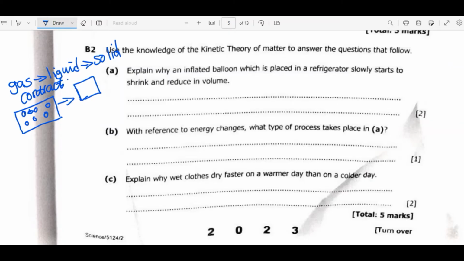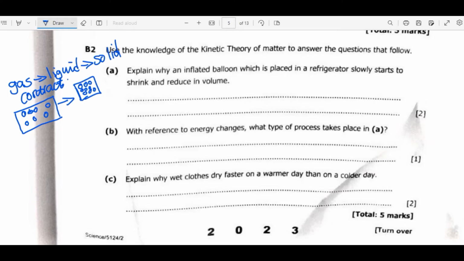Then from there, the particles will start coming closer to each other. Because of that, there will be a change from one state into another state. Now, since the particles are becoming closer, instead of going far apart, they are becoming closer. Because of that, we are expecting a reduction in volume.